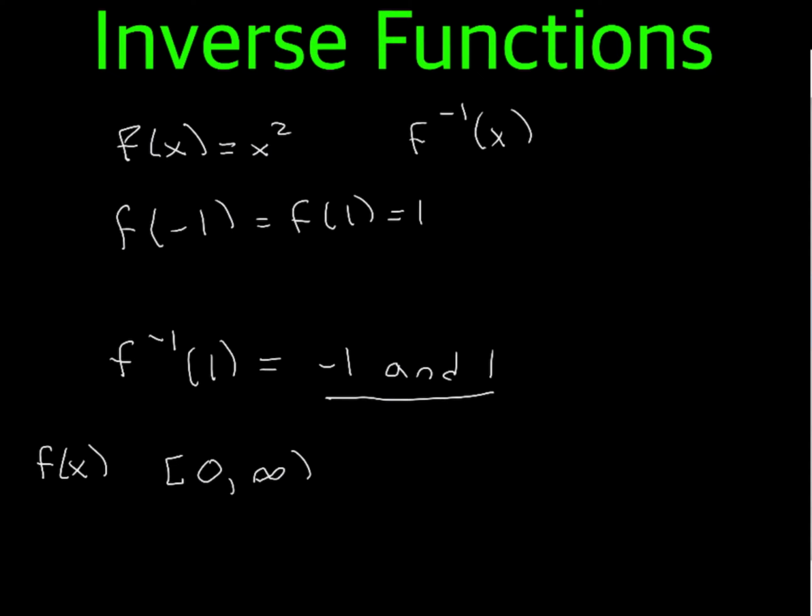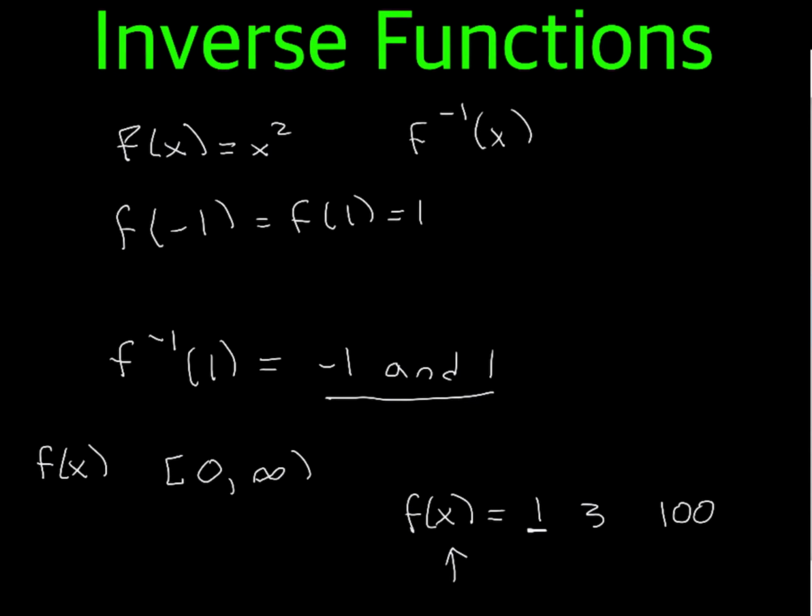Then there's only one input for each output. So if we have that some f of x is equal to 1, we can only find one value of x that satisfies this. And this is true for any value over here. We could have 1, we could have 3, we could have 100, or any value.